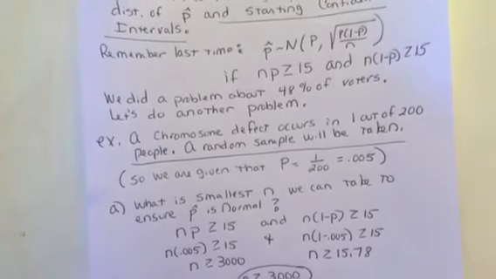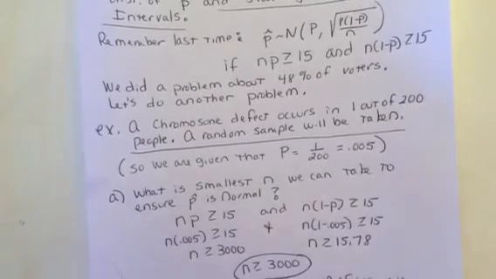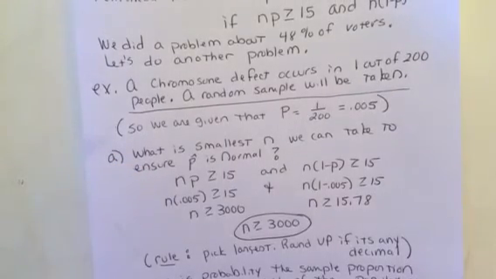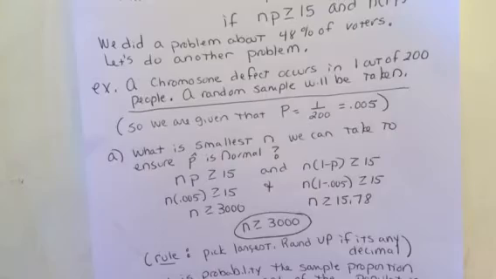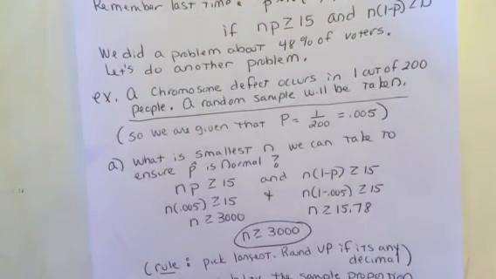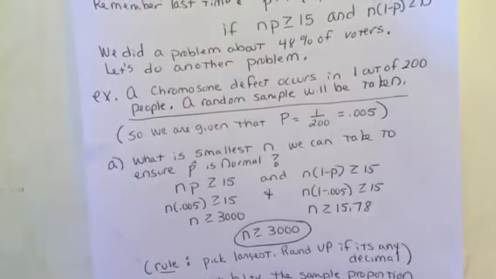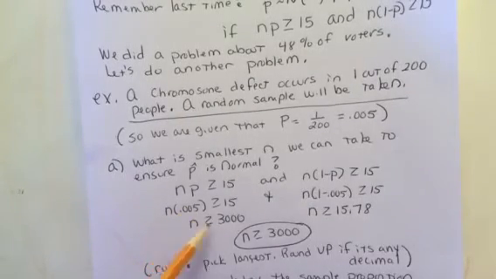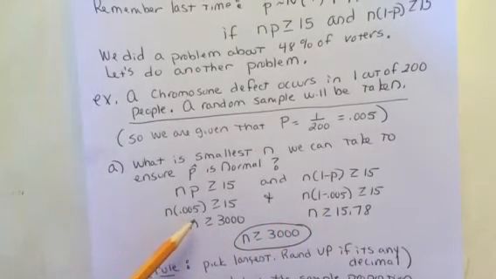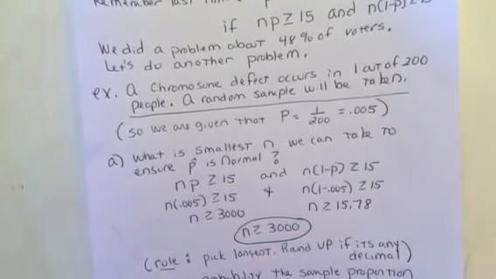So the first question we're going to ask is, what's the smallest sample size we have to actually take to make sure p-hat is normal? Well, you're going to use the normality criteria, but in a backwards way, actually using algebra to solve for n. Now, that 1 out of 200 is the true population proportion, which is 0.005 in decimal form. So I put in a p of 0.005 here, and over here 1 minus 0.005. You divide both sides using algebra, you'll get an n of 3,000 and an n of 15.78.